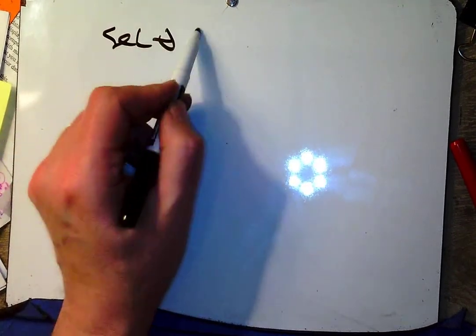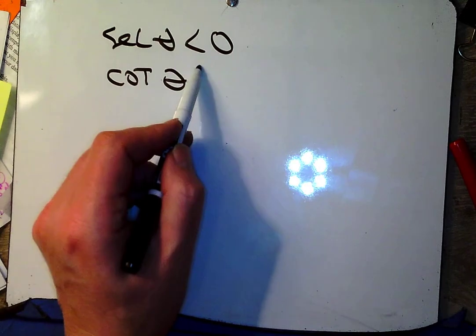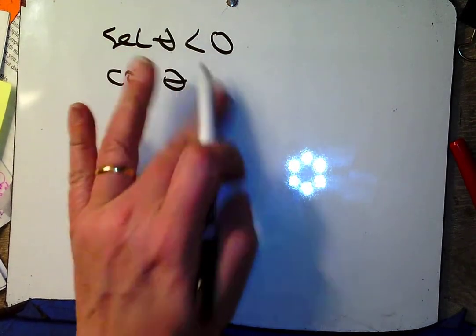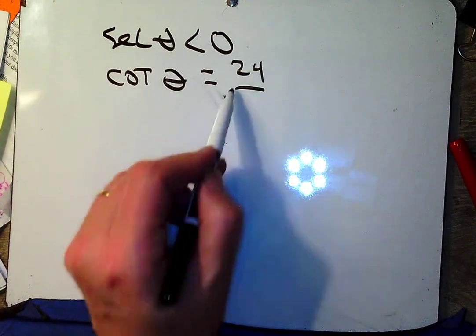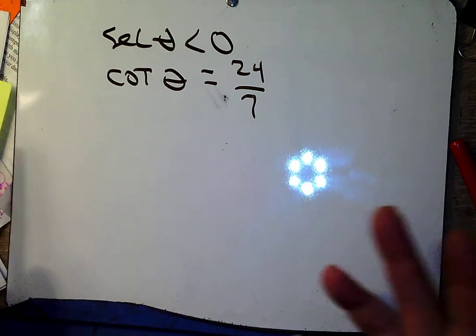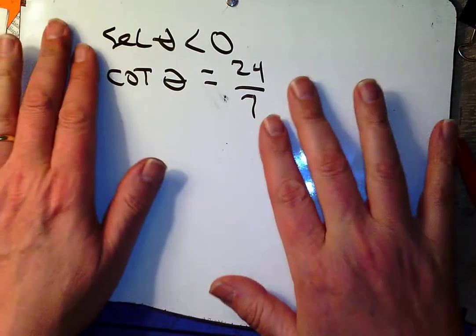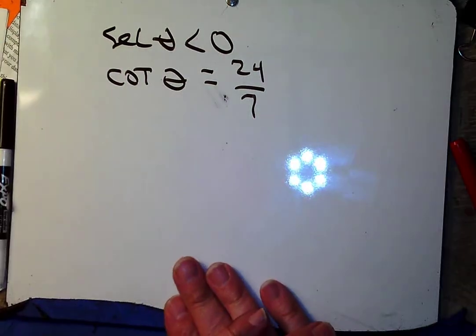Secant theta is less than 0. Cotangent theta is going to be a number, 24 over 7. Okay, so A, figure out what quadrant to draw this triangle in. B, draw and label the triangle with these appropriate pieces of information.